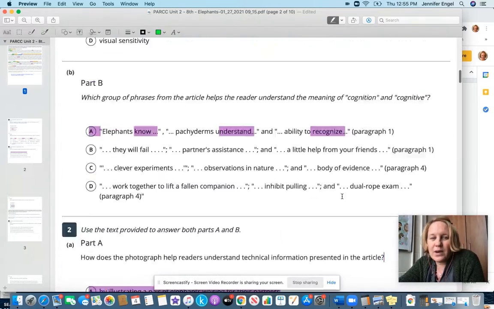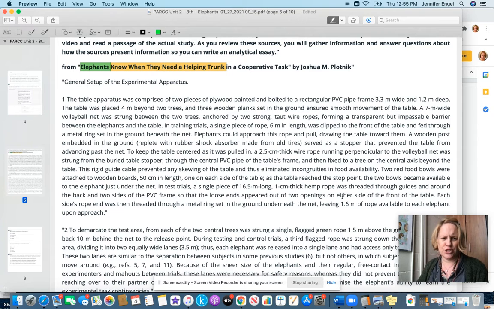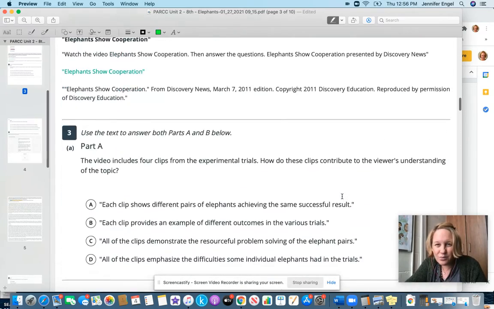So when I'm looking at this piece of text here, the general setup of the experimental apparatus. The table apparatus was comprised of 2 pieces of plywood painted and bolted to a rectangular PVC pipe frame from a 3.1 mile, blah, blah, blah. Okay, wood, piping. To be honest, this is where the other article gives us more of a clue as to why they were writing this descriptive article. This line right here.